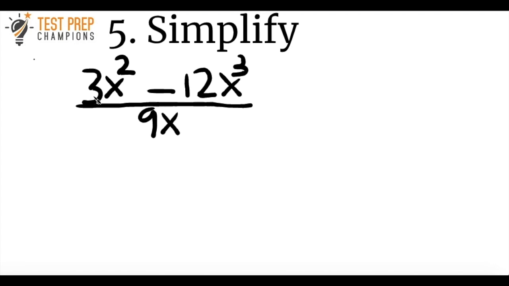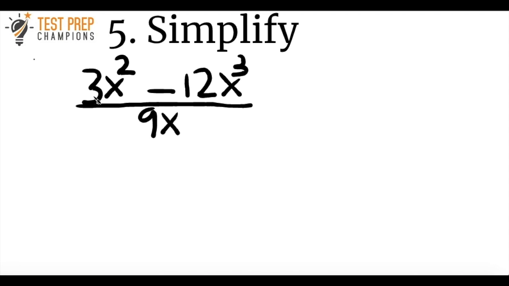Okay, question number 5 is to simplify 3x squared minus 12x cubed divided by 9x. So go ahead and simplify this, and then we'll go over how to do it. Pause the video, try it out now. Okay, hopefully you had a chance to try this out. So let's go over how to do this.